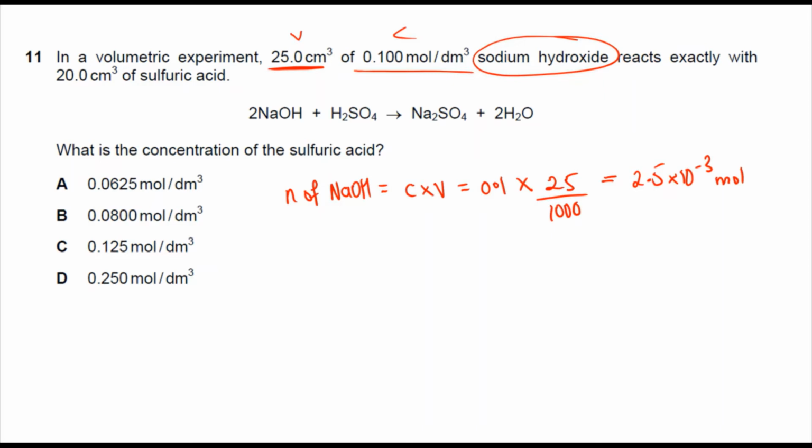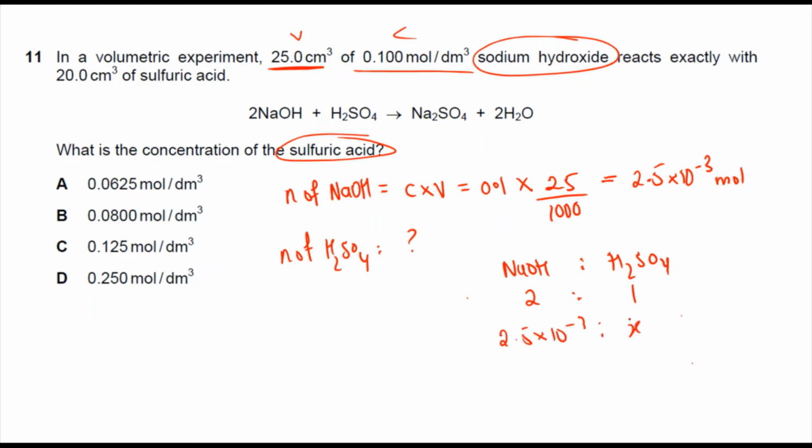Now that I have the moles of sodium hydroxide, I can basically calculate the moles of either of these compounds, but what we are interested in is sulfuric acid. So let's find the moles of sulfuric acid. We know the ratio of NaOH to H2SO4 is 2 to 1. And the moles of NaOH is 2.5 into 10 to the power of -3. So X will basically be half of that, which is 1.25 into 10 to the power of -3 moles.